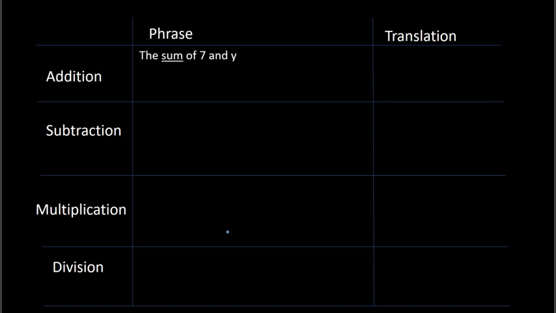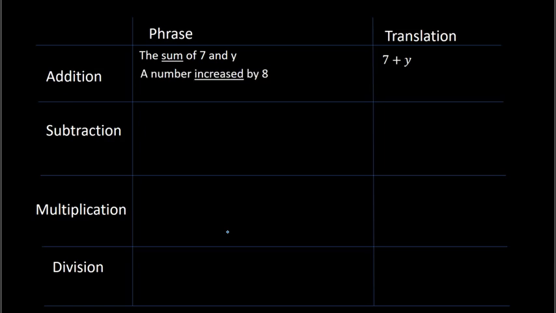So here we see the sum of 7 and y. The words that are underlined correspond to the particular operation that is being done. So the word sum corresponds with addition. So the sum of 7 and y means we are adding 7 plus y.